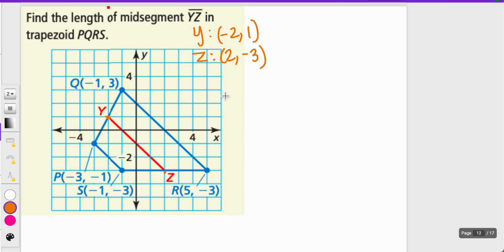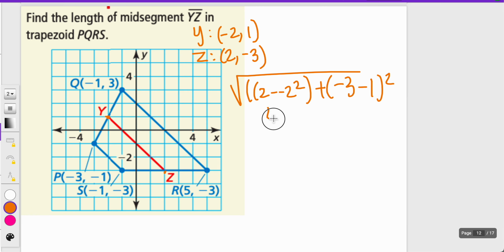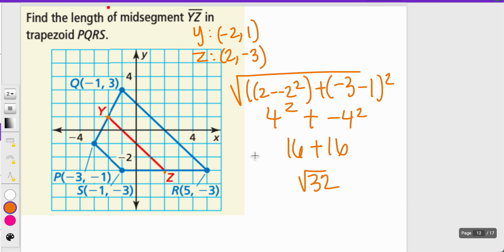So I'm just going to find the distance, plugging that in. I'm going to do Z minus Y. So 2 minus -2 squared plus -3 minus 1 squared. That'll be 4 squared plus -4 squared, or 16 plus 16, which is the square root of 32. And then if I simplify that, the square root of 32, that decimal you can round to about 5.7, okay?